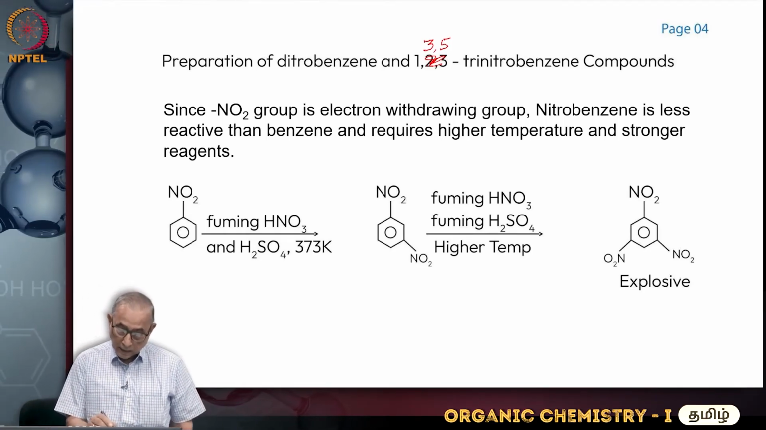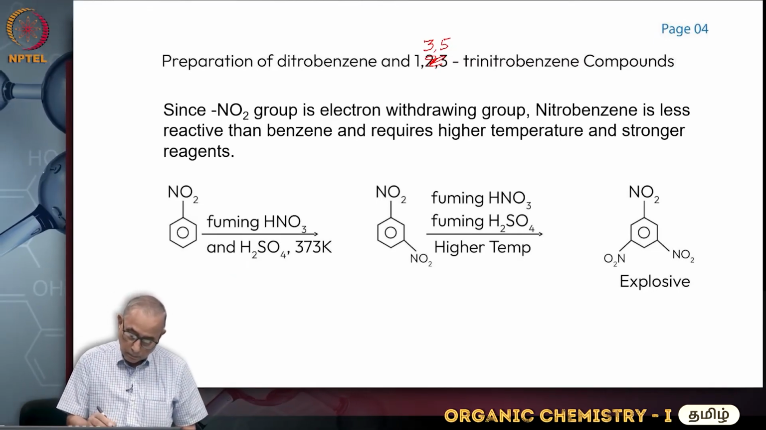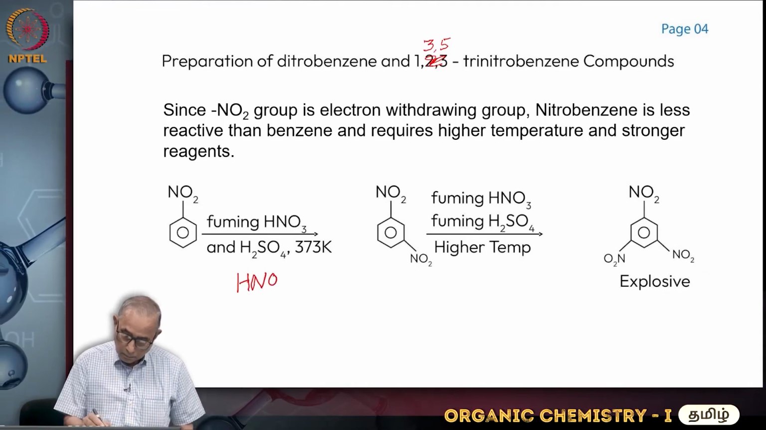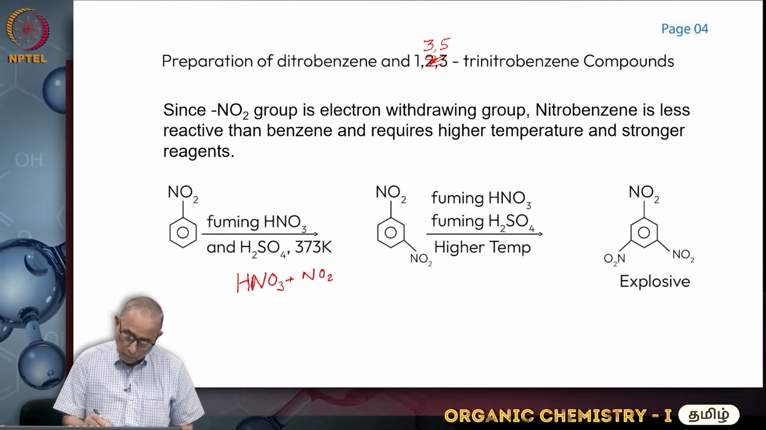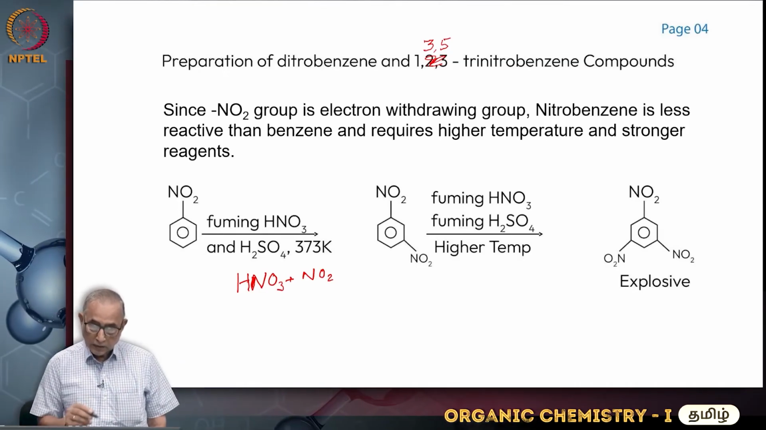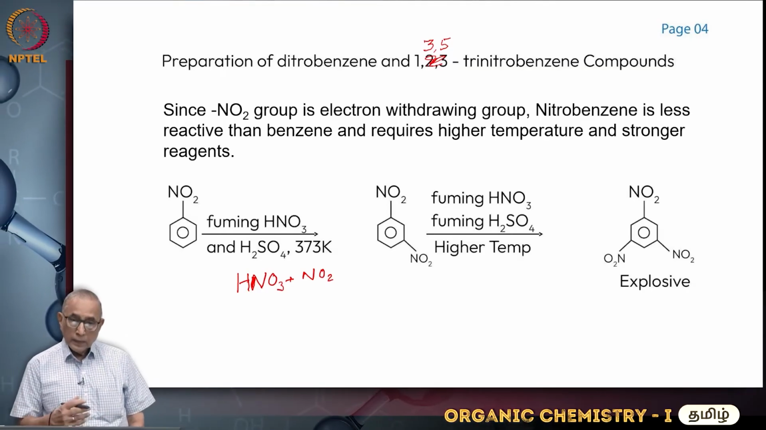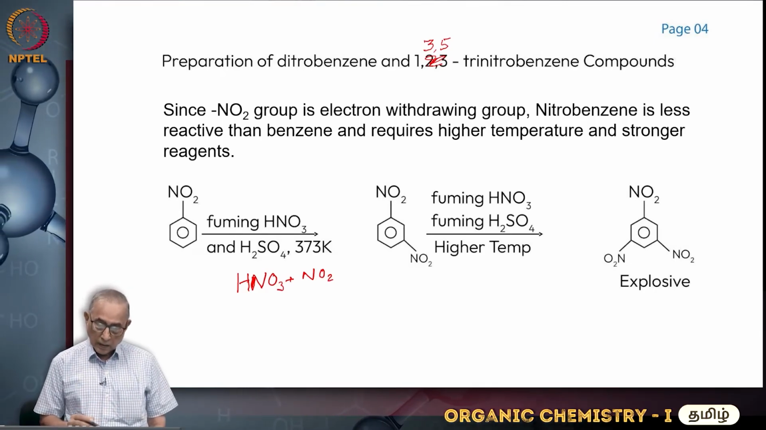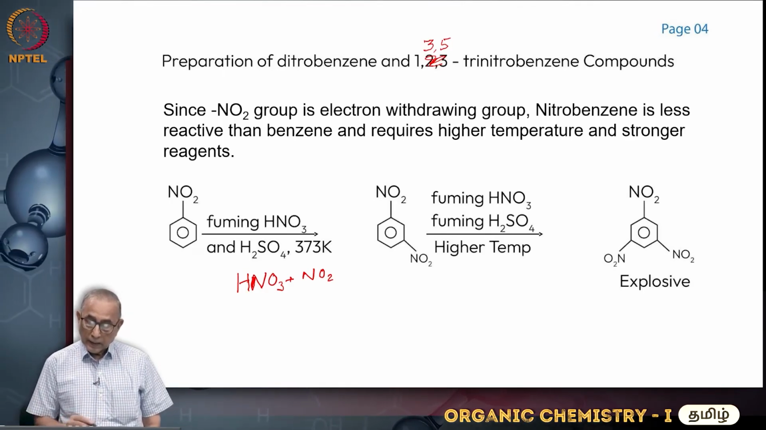The fuming nitric acid is HNO3 in which you dissolve NO2 into HNO3. From that, reddish fumes of NO2 come out. That is why it is called fuming nitric acid. It has higher concentration of nitric acid than ordinary nitric acid. With sulfuric acid, if you heat, you get meta-dinitrobenzene.